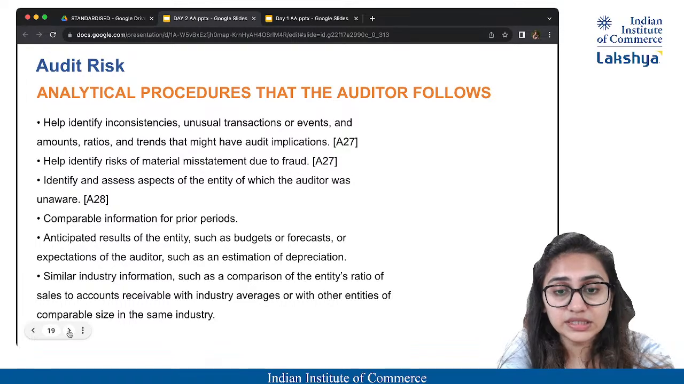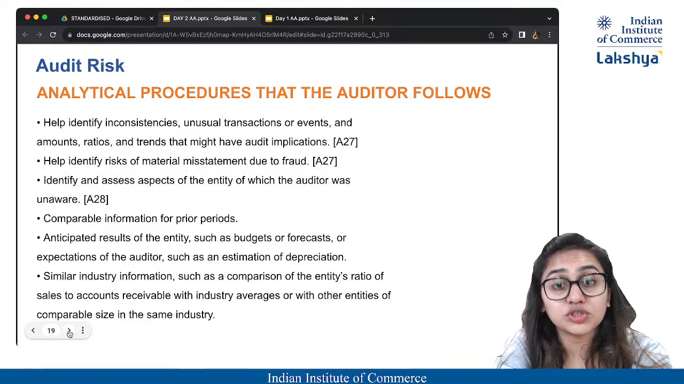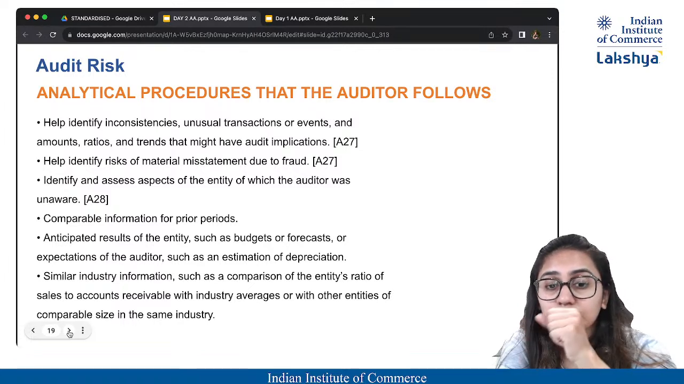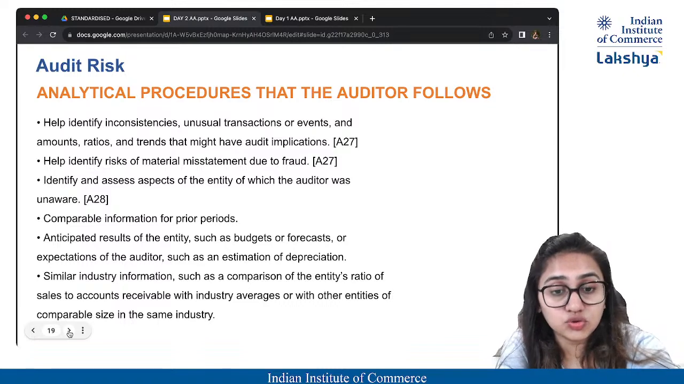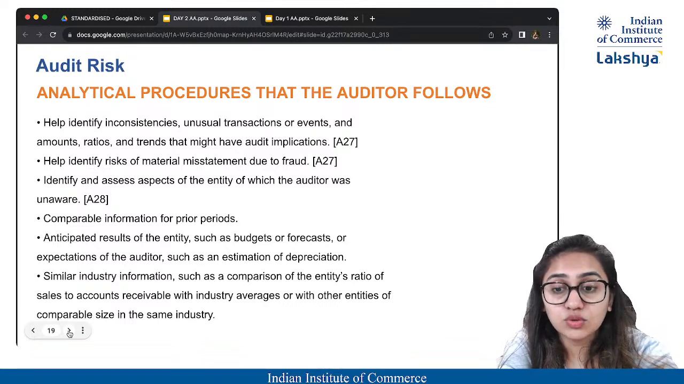Anticipated results of the entity, such as budgets or forecasts, or expectations of the auditor, such as estimation of depreciation, will give me again an idea if something is going wrong in the company. Because when I look at the budgets, when I look at the forecast, the auditor's expectations, estimation of depreciation, all that will give me an idea if something else is going wrong. Similar industry information, such as a comparison of the entity's ratios of sales to accounts receivable with industry averages, or with other entities of comparable size in the same industry.